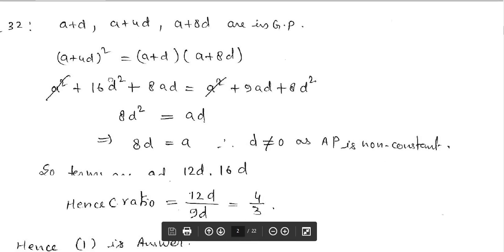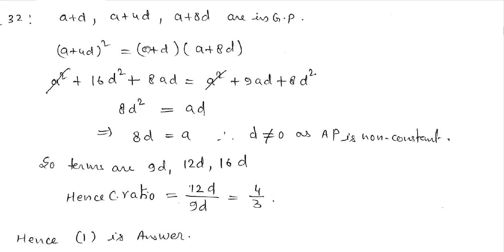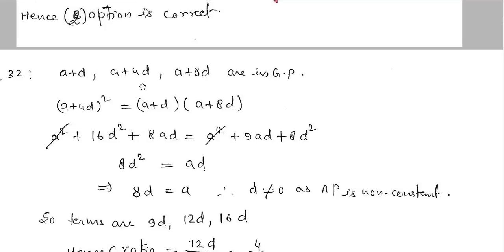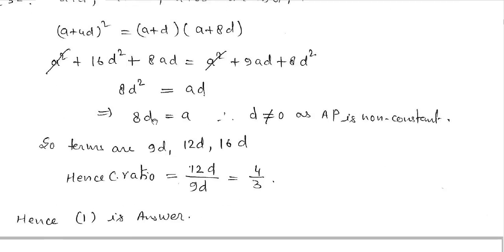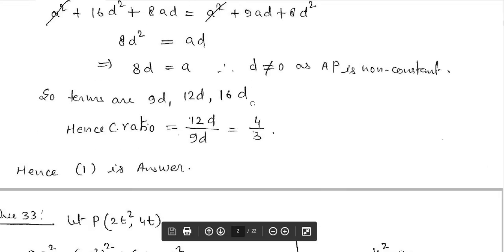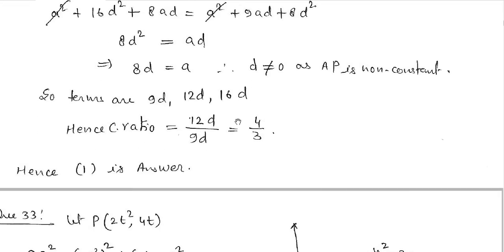In question number 32, as usual, we are getting 8D equal to A. We have assumed these three AP terms and they are in GP. After solving this, you will get this result, and hence the terms would be like this. So the common ratio is 4 by 3.